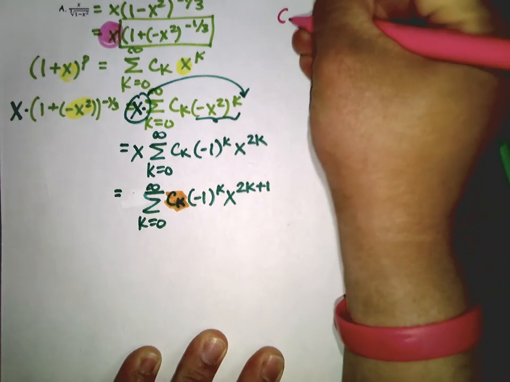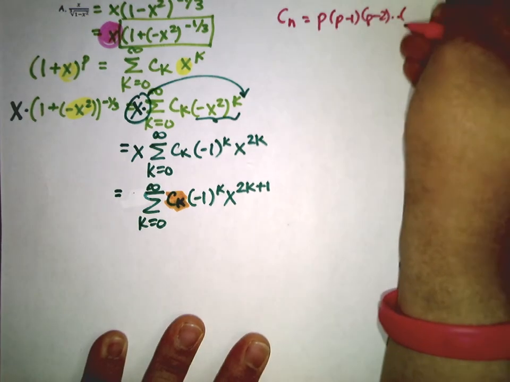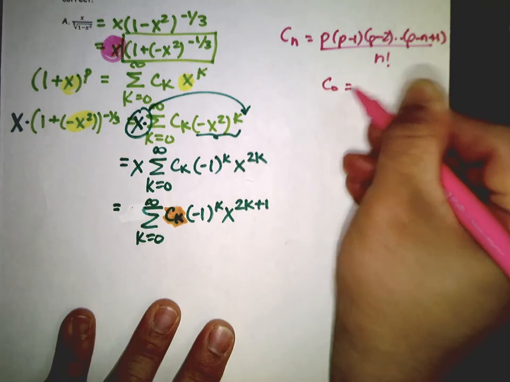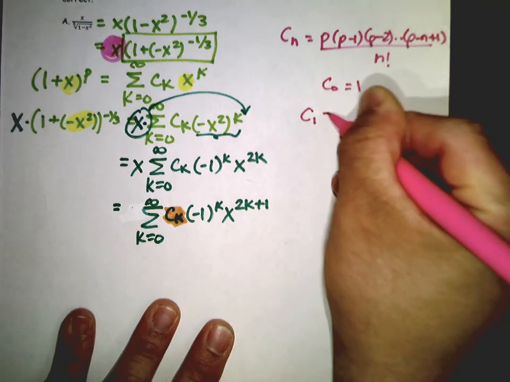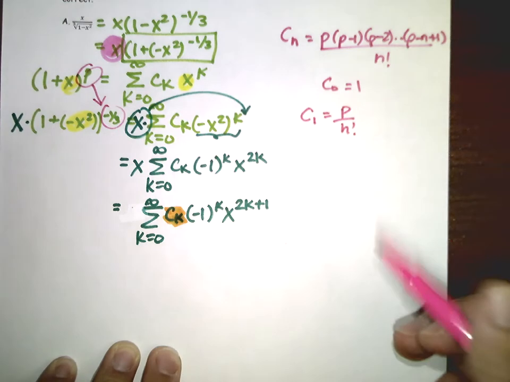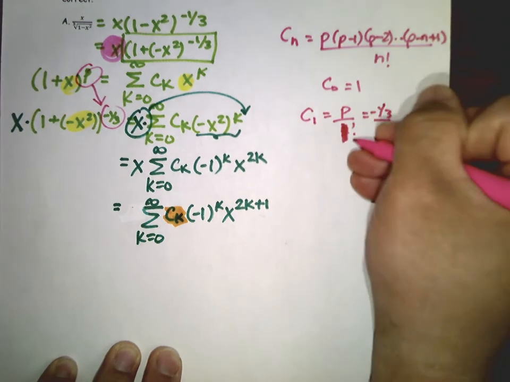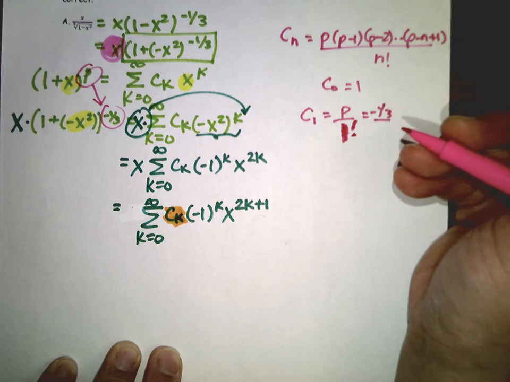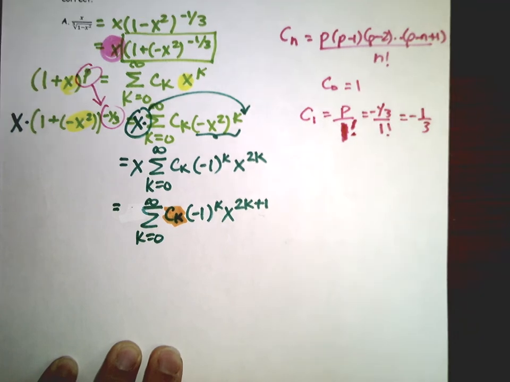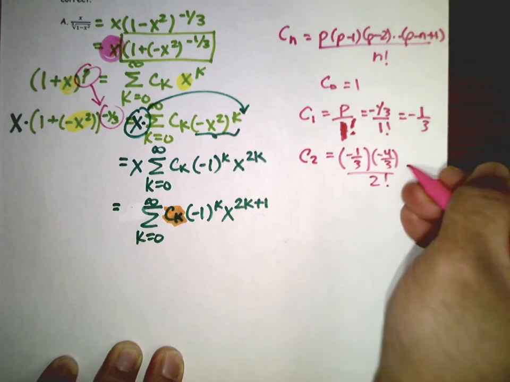I know that cn was p times p minus 1 times p minus 2 all the way to p minus n plus 1, all over n factorial. So c0 is always 1, and then c1 will be p over 1 factorial. p was the negative 1/3 here, so negative 1/3 over 1 factorial, and 1 factorial is 1, so that will be negative 1/3. And then we have here c2 will be negative 1/3 times negative 4/3 over 2 factorial, so that's 2/9.